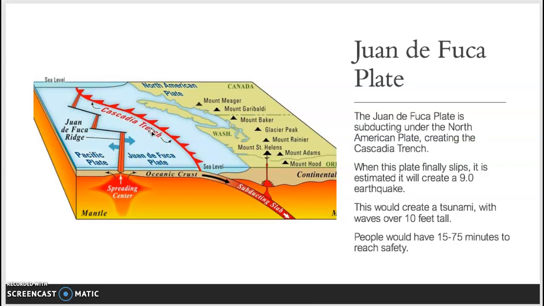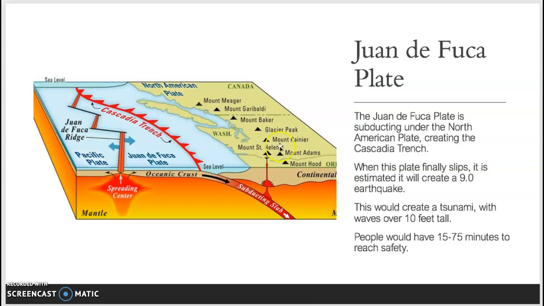Cascadia Trench slips, where the pressure builds and builds and builds, and then you get a big motion, which causes a pretty big earthquake. It happens approximately every 630 years, and they're about due to have one. Now, the concern is there's so much energy there that it could produce a 9.0 earthquake, which is a really, really catastrophic earthquake. And that would create a tsunami with waves over 10 feet tall.